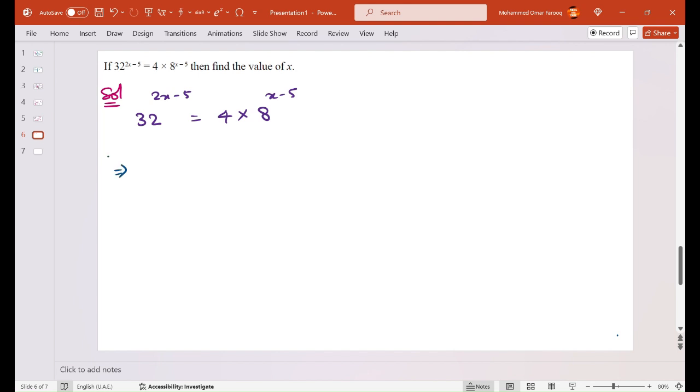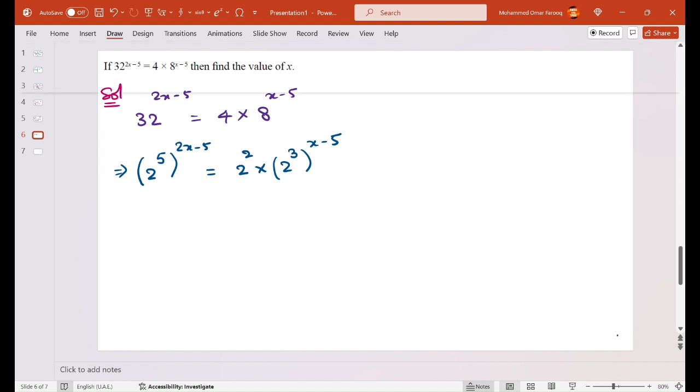So that implies (2 to the power of 5) whole to the power of 2x minus 5 equals, see 4, how can you write? 4, it is 2 square, we already know. 8, we can write it as 2 cube, and already you have one more. So keep it in bracket, x minus 5. Okay, now what is the concept here? When you have power over power, what is the concept? (a to the power of m) whole to the power of n. This is called as power over power.